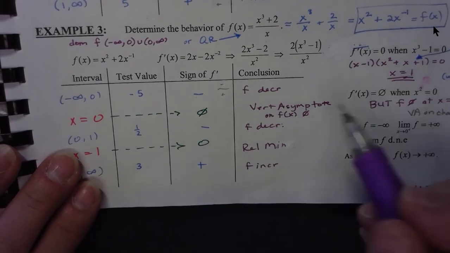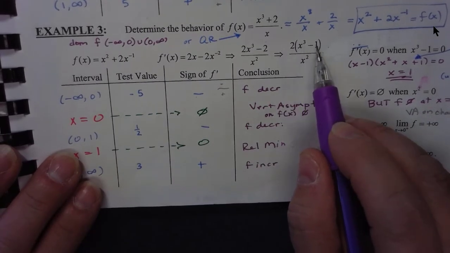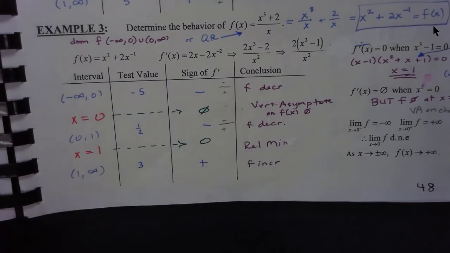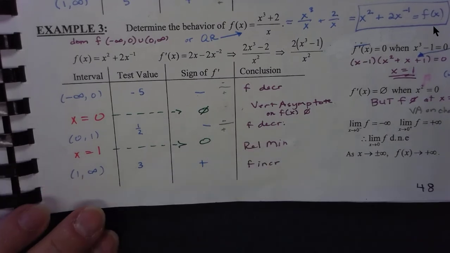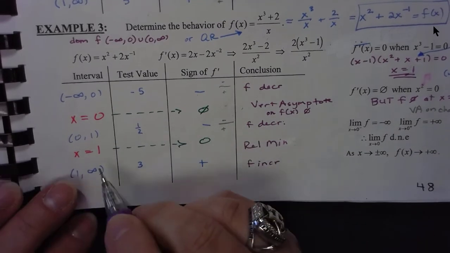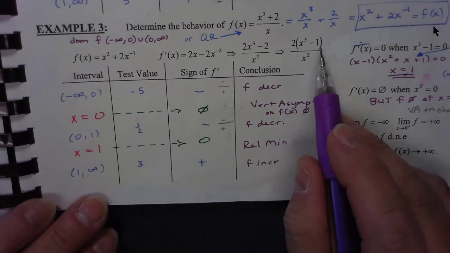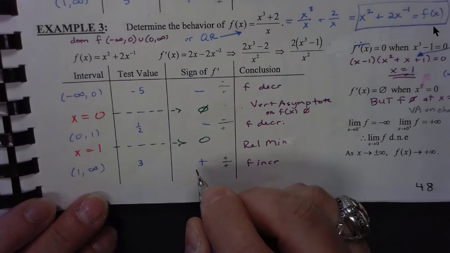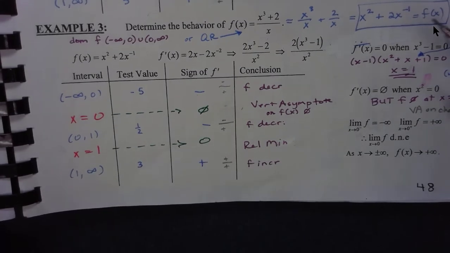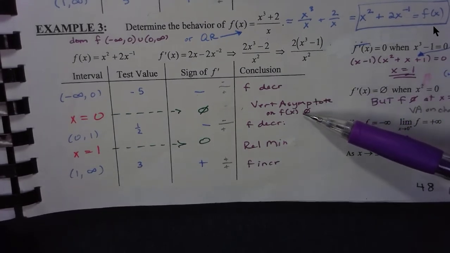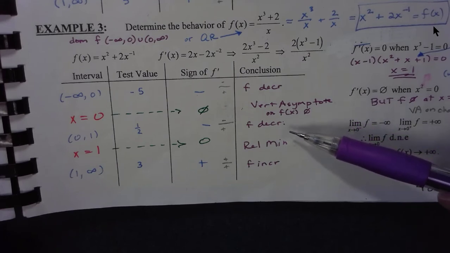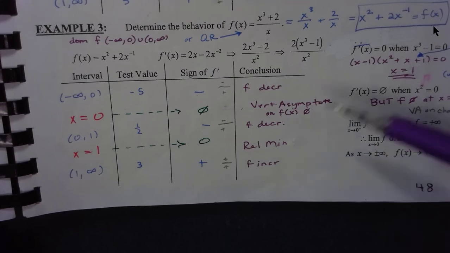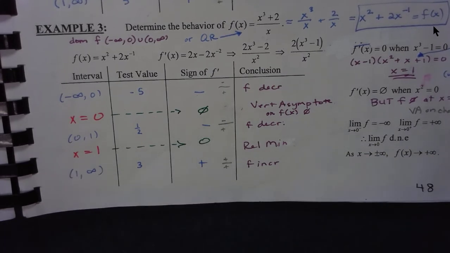Picking a number between 0 and 1, 1/2. 1/2 cubed is 1/8. Minus 1 is negative. Numerator is negative. Denominator is positive, and so the first derivative is negative. And now picking a number bigger than 1, I picked 3, you could pick anything. That's positive, times 2 is positive, divided by positive is positive. So we have f decreasing here, then we have a vertical asymptote, and then we have f decreasing again. And then we have a relative minimum, and f is increasing because we are continuous when x is 1.